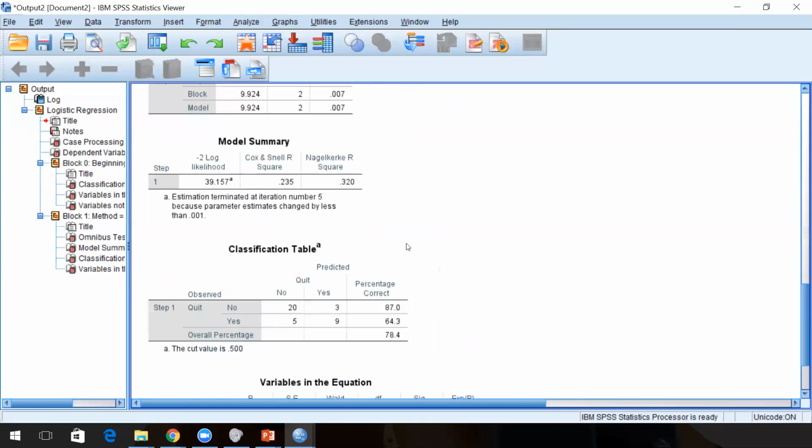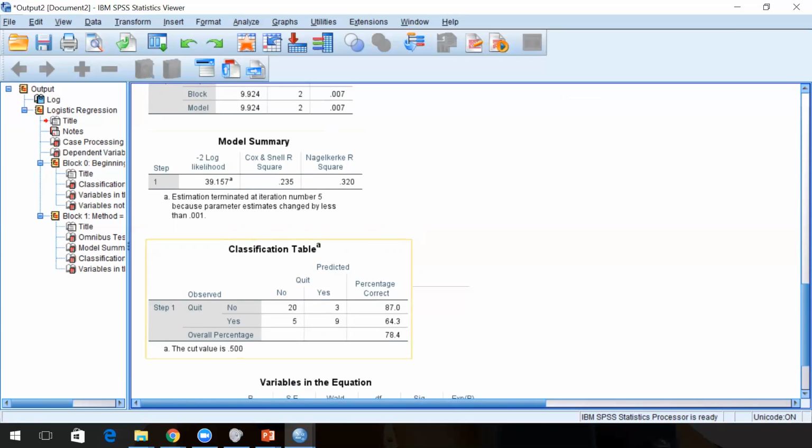The other thing that's very useful is the other classification table, which actually shows us, when we throw in our salary and our age variable, how accurately we were able to predict who quit. And you see that it was a little better. Got 78.4% of the predictions right. Not 100, but better than the 62.2% we got by just predicting that none of the people quit.